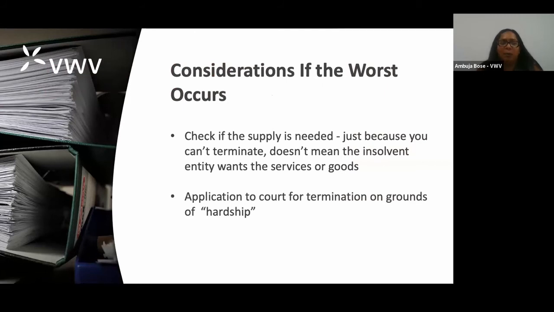So in my view, and Paul and I have been having discussions about this, whilst the immediate reading of CIGA and the ipso facto provisions in particular sounds like it's forcing suppliers to continue supplying to a hopeless cause, one of the things to bear in mind is that in practical terms, it may well be that the insolvent entity or the insolvency practitioner appointed over it doesn't want continuing supplies of goods or services. So the first thing I would say is check whether the supply is needed. Just because you can't terminate doesn't mean that the customer wants you to continue supplying.